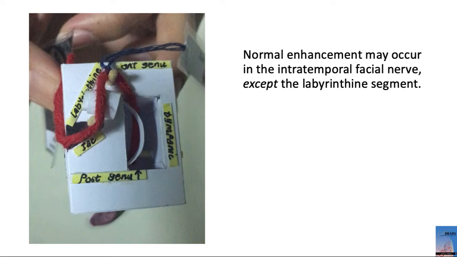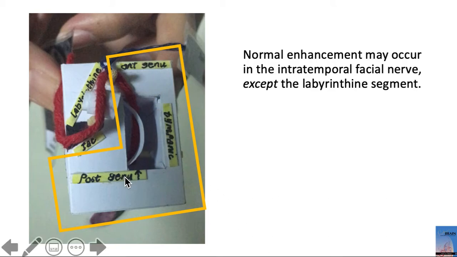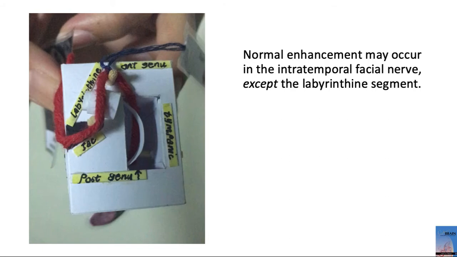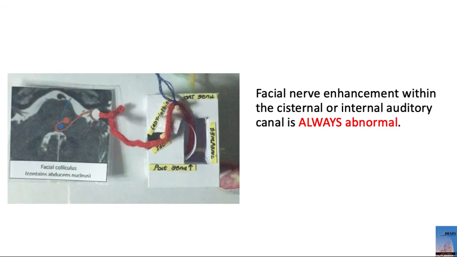least vascularized portion. So, if we drew an area which would represent the areas which can normally enhance, it should cover this area. From the anterior genu, tympanic, posterior genu. Again, the labyrinthine segment is the least vascularized portion, so it does not enhance. On the other hand, facial nerve enhancement within the cisternal or internal auditory canal is always abnormal.